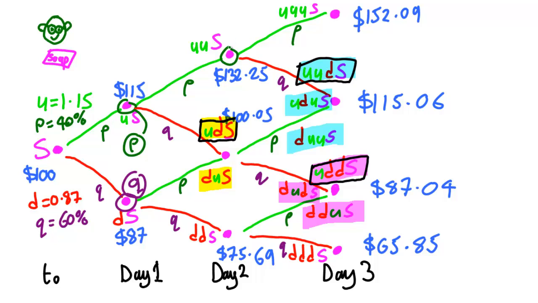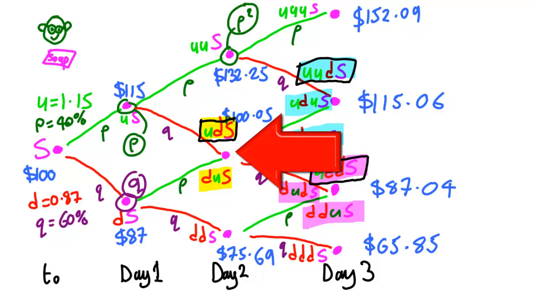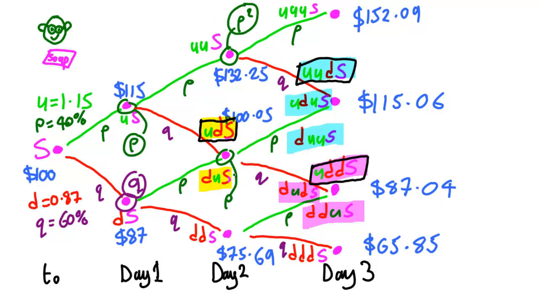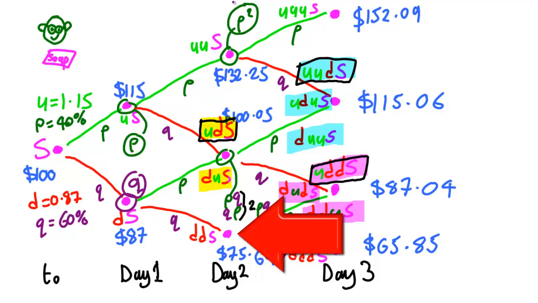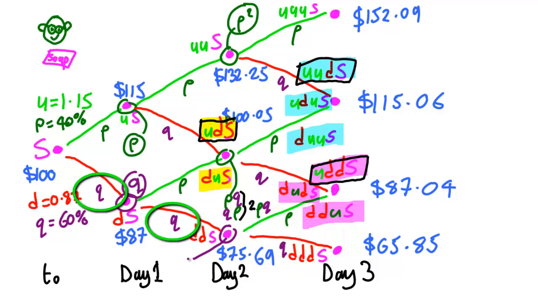We'll do the actual calculations on a spreadsheet soon, but let's avoid messing up this diagram too much for the moment. To get to UDS, which remember is also DUS, we can either go P times Q or Q times P. So the chance of hitting this node is 2PQ when we simplify it. And on day 2, the chance of hitting DDS is simply Q times Q or, more simply, Q squared.